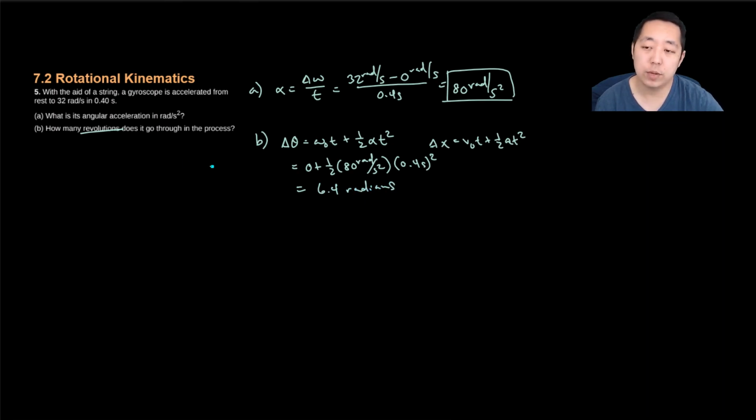But this is the number of radians, not the number of revolutions. You have to remember that for every 1 revolution, it takes 2 pi radians, because 2 pi radians in my unit circle is going around the circle once. So I just simply divide this by 2 pi. I get about 1.02 revolutions. About 1.